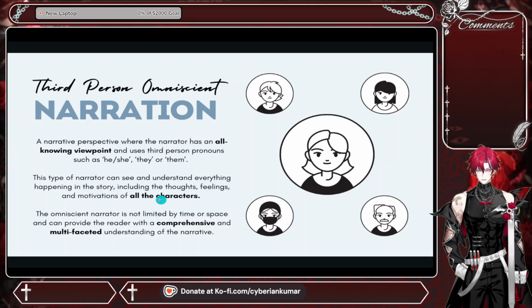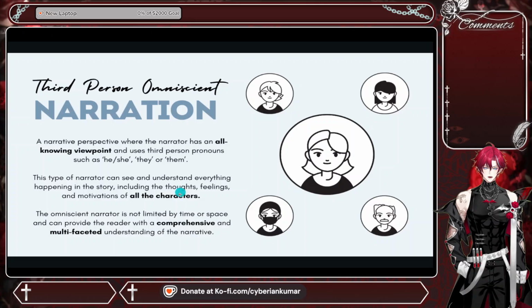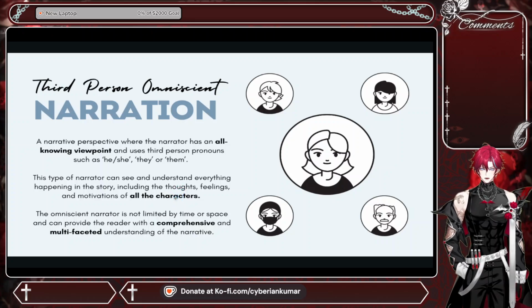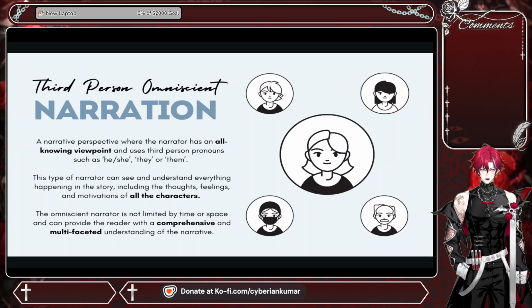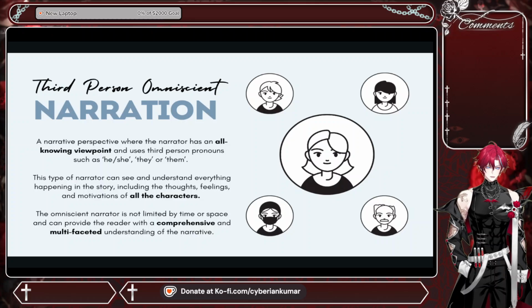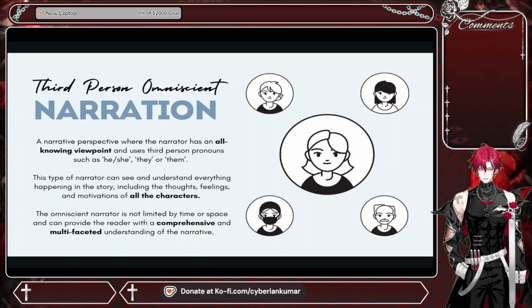So this is one of the narrative styles used when you have to show the thoughts, feelings, and motivations of all the characters in the story. And even when you want to show things which are not related to the main character, you could use this third person omniscient narration.